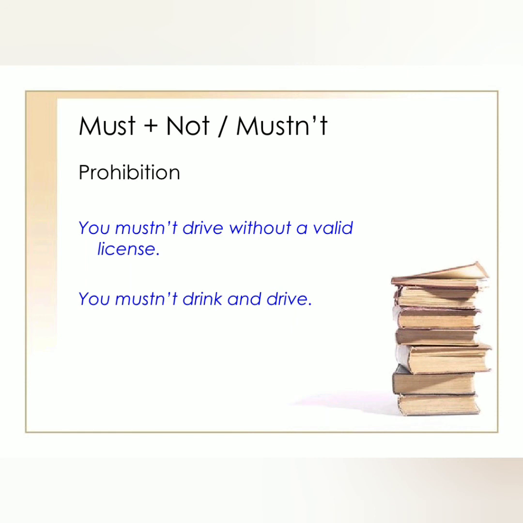Must plus not, or mustn't, is also used for prohibition. Prohibition means to stop something, like you must not drink and drive. It is something which is prohibited. It is strongly said to you. You must not drive without a valid license. So these things should be kept in mind, that where and which particular word is used for these particular modal auxiliaries.